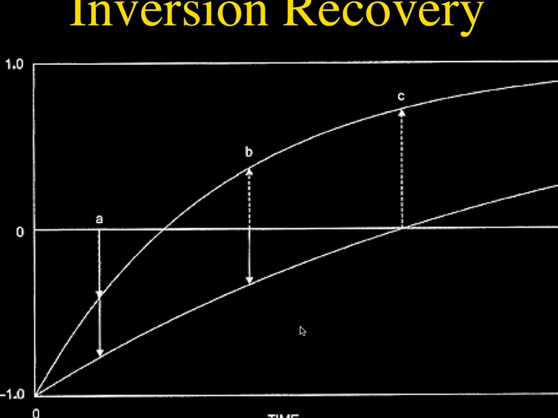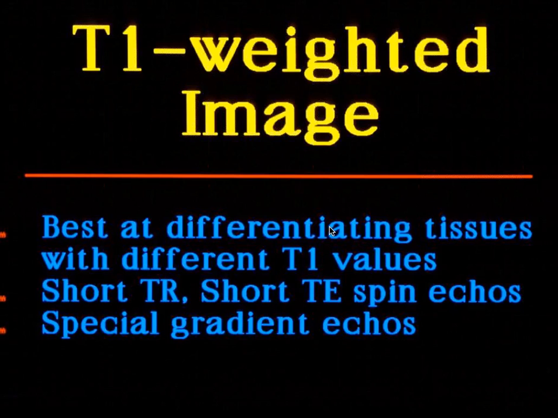And we can see here that if we pick any time in here as our inversion time, especially right here, we can get very good separation of tissues based upon their T1 times. So we know T1-weighted images differentiate tissues based upon T1 a lot of times. We know it's short TR, short TE, and some gradient echoes.